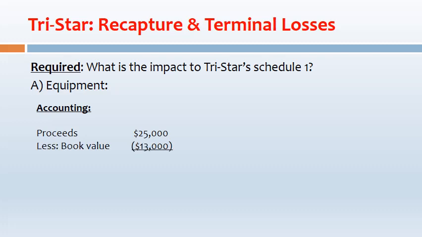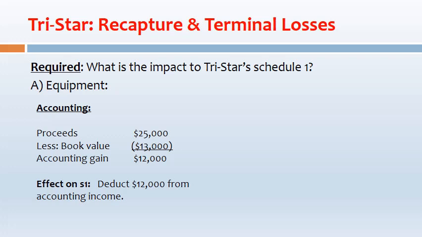So the book value was 13 grand, the proceeds were 25, meaning we had what? An accounting gain of $12,000. This is not a taxable item. Right now it's included in the accounting financial statements. We're going to need to deal with this. The effect on the Schedule 1 is we're going to deduct $12,000 from accounting income. And I'll show you what that's going to look like a little later on.